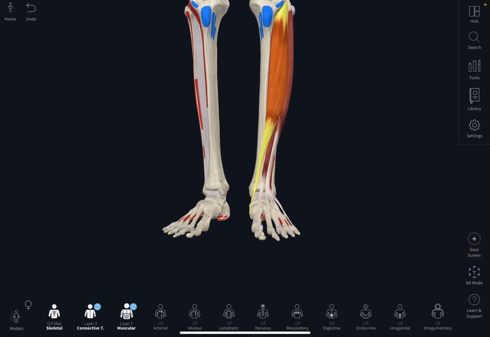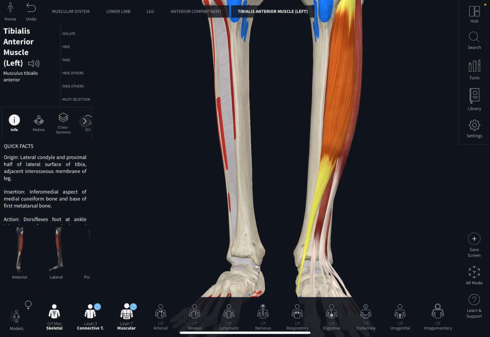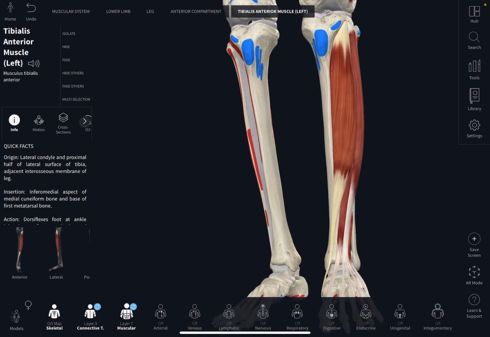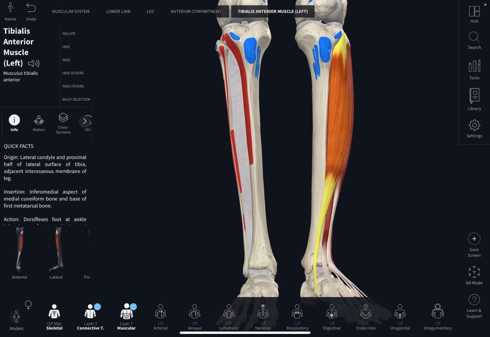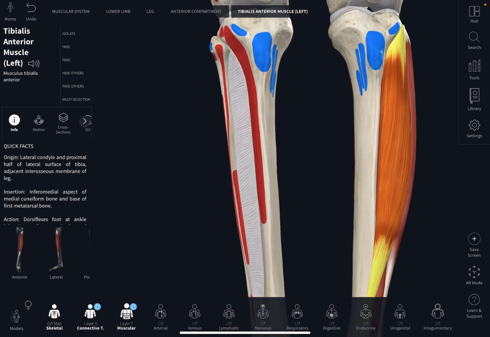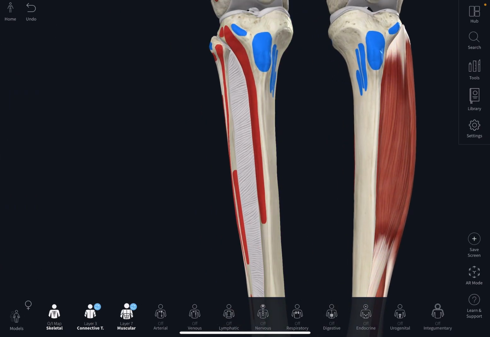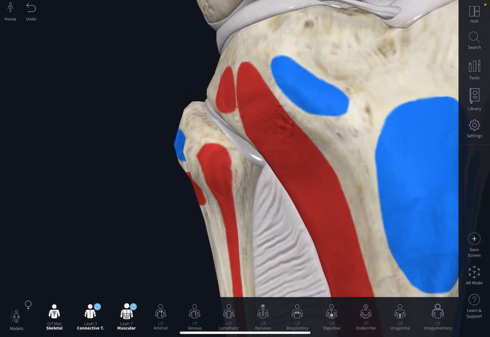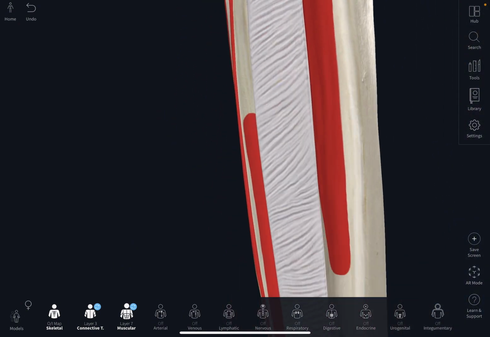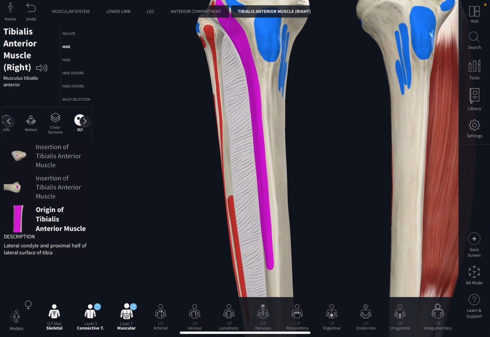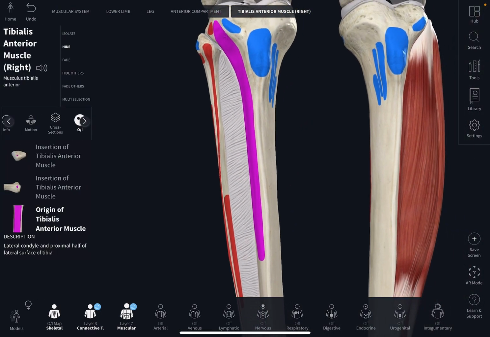So let's start off with tibialis anterior. Tibialis anterior is going to be one of the most superficial anterior muscles, and it is going to be the most medial. It is going to originate from the lateral condyle to the upper half of the lateral surface of the tibia. So right here we have the tibia. The lateral condyle is going to be right here, and this is going to be the lateral surface of the tibia. Thus, this is going to be the origin site for tibialis anterior.